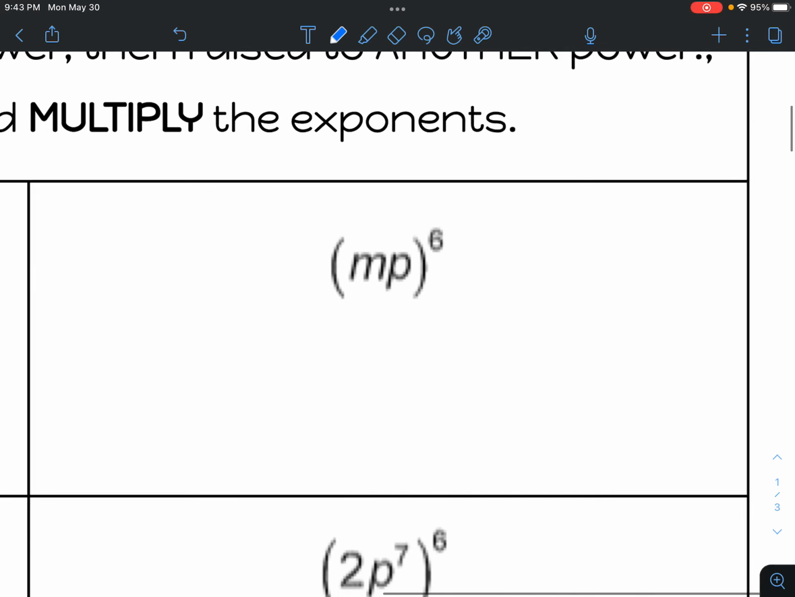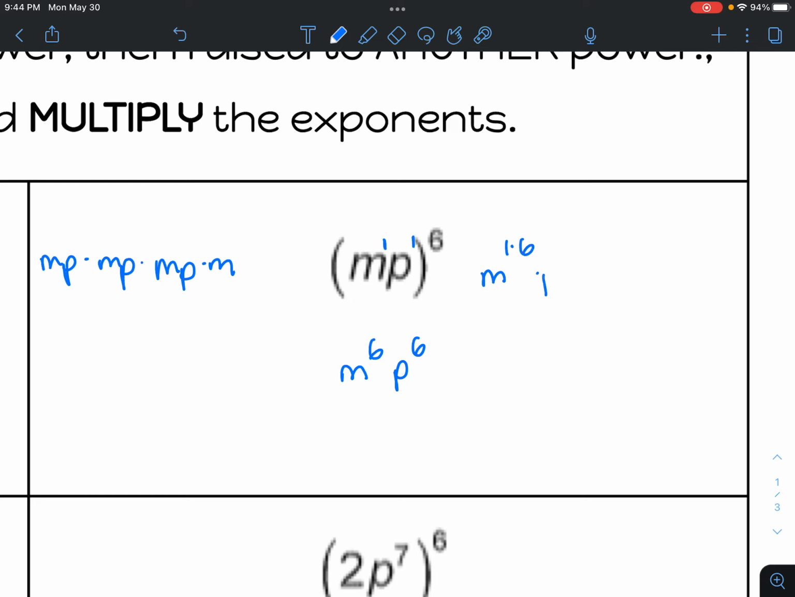Slide over. Here we have mp to the 6th. Now, a lot of you guys are going to be like, oh, it's going to be 6mp, which it's not. But if you think about it, 6mp would be mp times mp times mp, and so on. So that would be 6 m's and 6 p's. The way to use the power to a power rule here is to remember that they are raised to an exponent of 1, which means you're going to do m to the 1 times 6 times p to the 1 times 6. That simplifies to give us m to the 6th, p to the 6th, or we don't need that multiplication between.